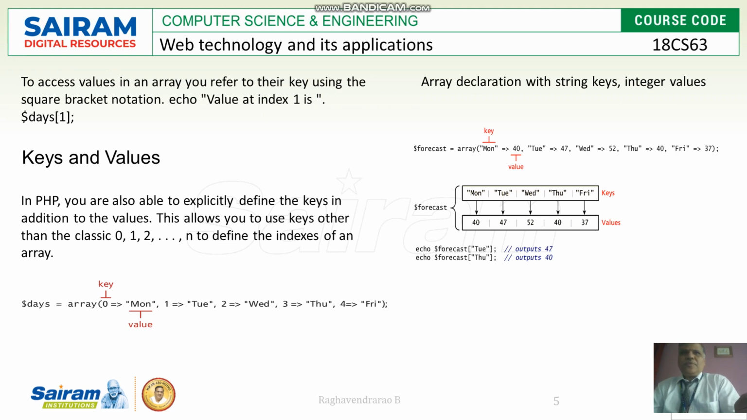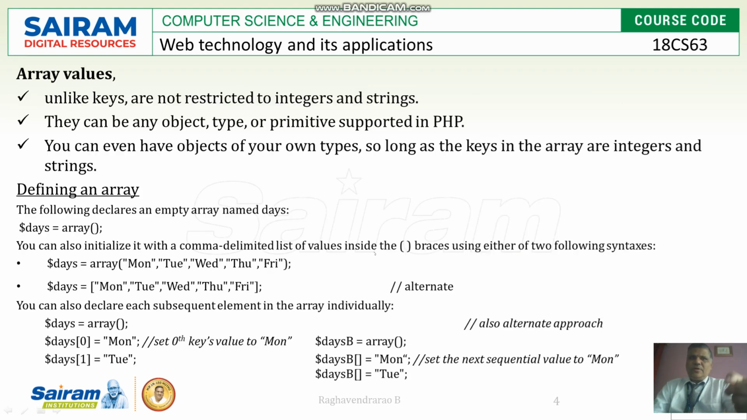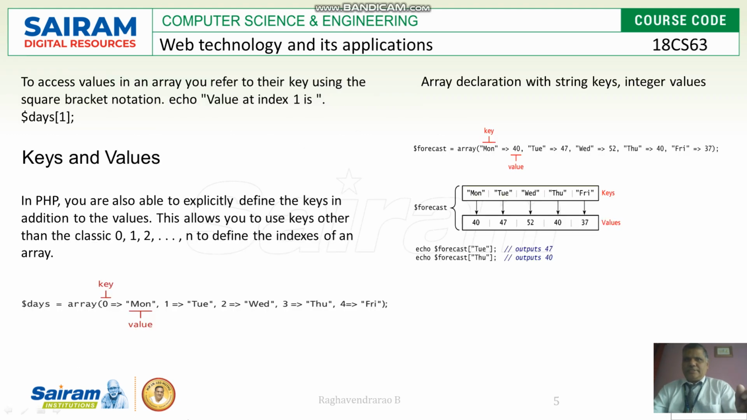To access the values in an array, you have to refer to their key using the square brackets. Okay, so that is nothing but the index, which is how we commonly refer to it. So here is the example: $days of 1. In the previous example, the value at 1 is Tuesday. Tuesday is being accessed in that. Okay, fine.